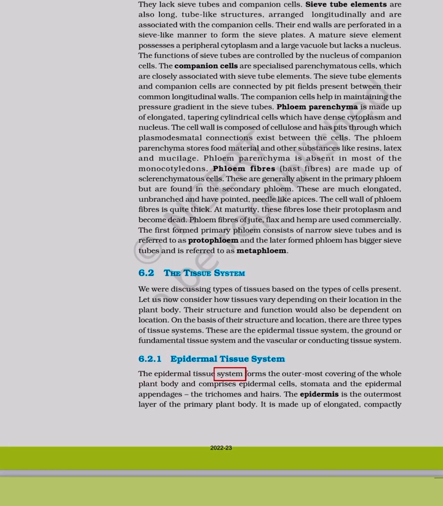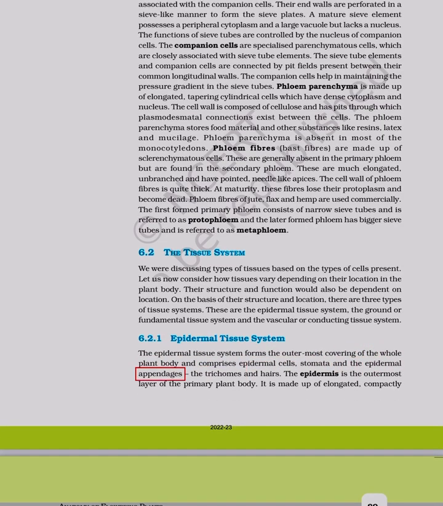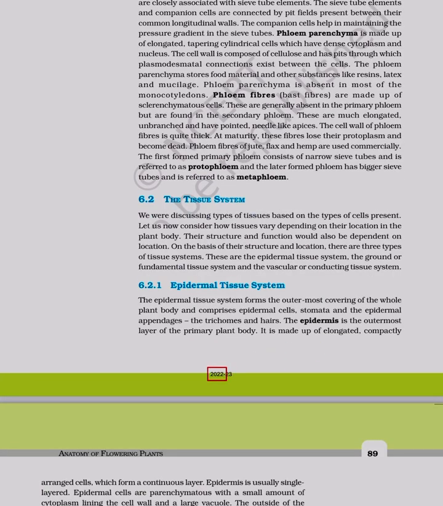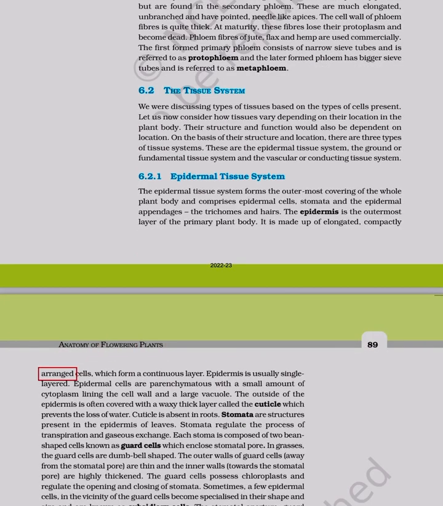The epidermal tissue system forms the outermost covering of the whole plant body and comprises epidermal cells, stomata and the epidermal appendages, the trichomes and hairs. The epidermis is the outermost layer of the primary plant body. It is made up of elongated, compactly arranged cells, which form a continuous layer.